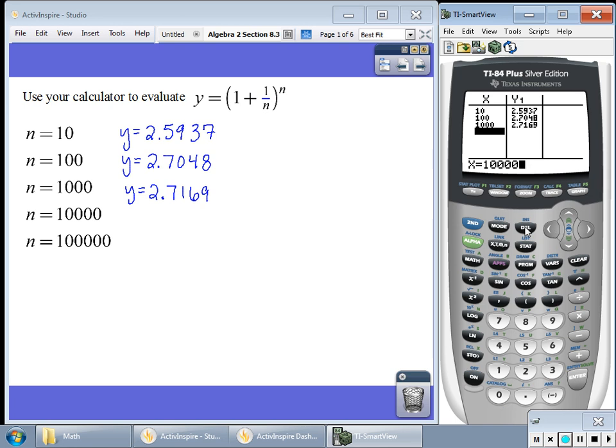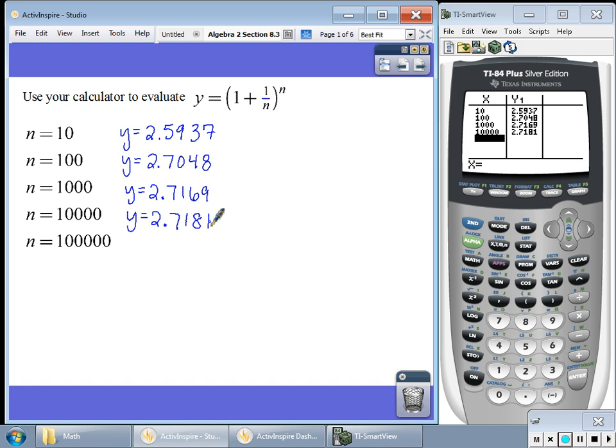Now we'll do 10,000. Oops, one too many zeros. And y is equal to 2.7181. And now let's do 100,000. And we're getting y is 2.718. Now this says a 3 right here, but that's because it's rounding. There's no more places to put more decimals here.